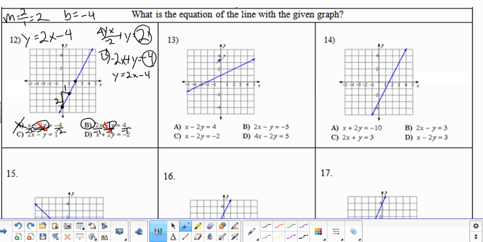So I'm going to do number 13 very quickly as well so we can see that one, because I think these are a little tricky. I'm going to let you do the rest on your own. So 13, I'm going to look at what is my y-intercept. What is B? In this case, it's right here. I can see that's at 1, so B is positive 1.